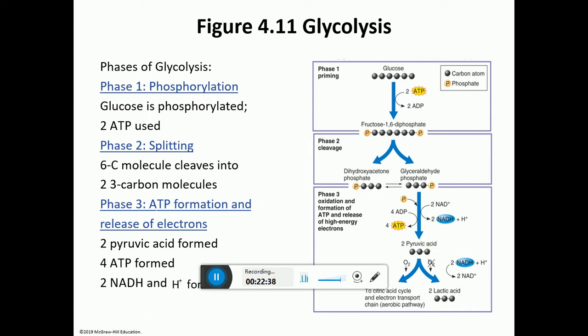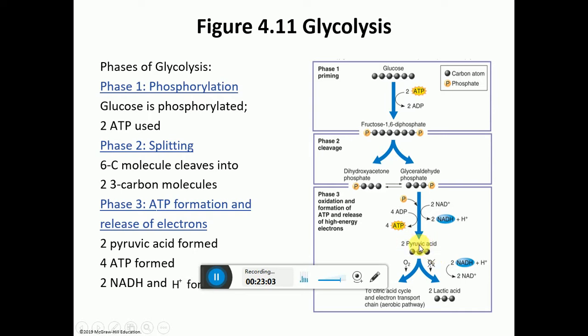The electrons cannot go on their own. They have to be carried by carriers. We have 2 different kinds of carriers, NAD and FAD. For glycolysis, the carrier here is NAD, as you can see. This NAD is going to change into NADH. And your final result is the making of pyruvic acid.